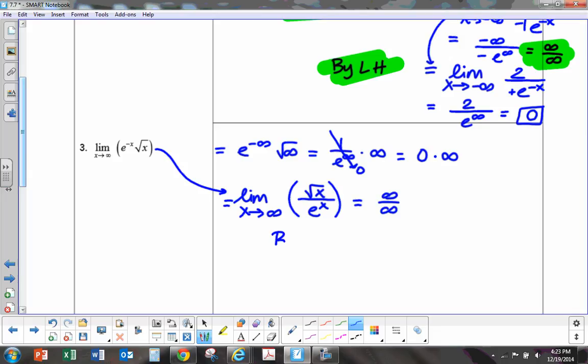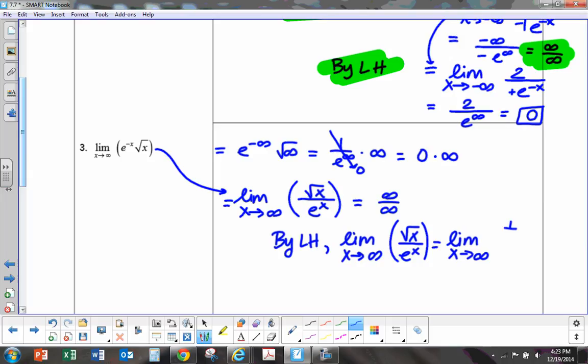So by L'Hopital's rule, the limit as x goes to infinity of that fraction is going to equal the limit as x goes to infinity, and I'm going to differentiate the top, 1/2 x to the negative half, over, and I'm going to differentiate the bottom, and it stays e to the x.